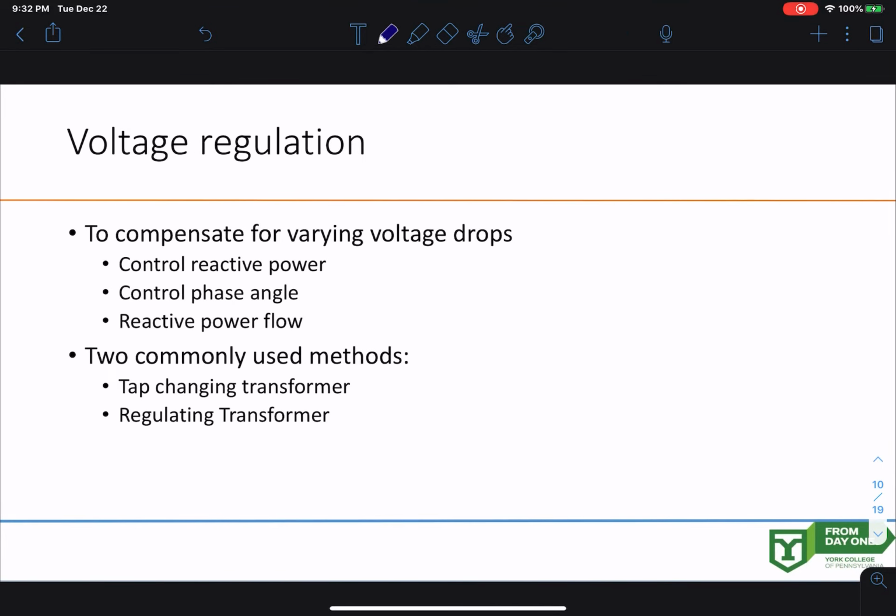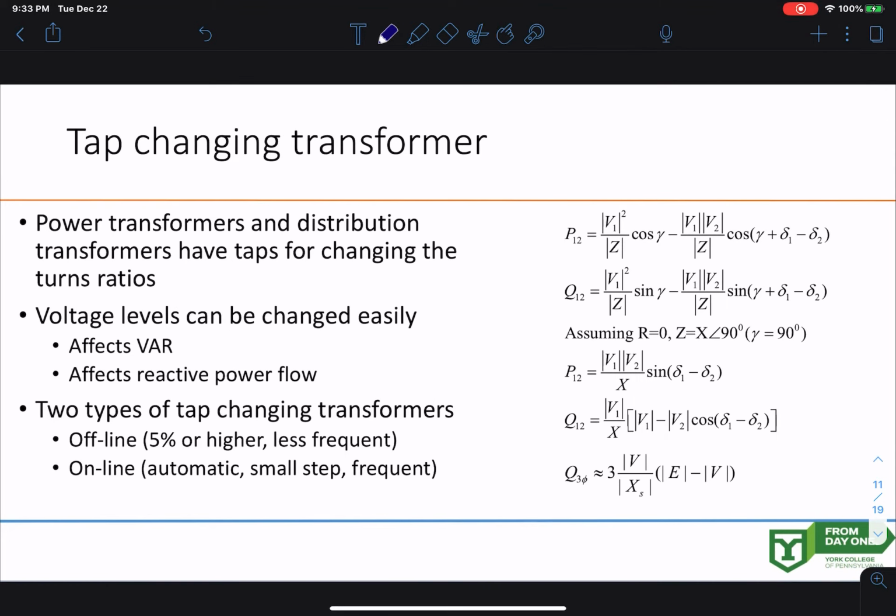Then we're going to talk about voltage regulation. Voltage regulation is done for a few things: to control reactive power flow, because if you change the voltage, you change the reactive power flow, and also to control the phase angle. If you control the phase angle, you can also control the real power flow. Two commonly used methods are the tap changing transformer and the regulating transformer. So we're going to discuss both of them.